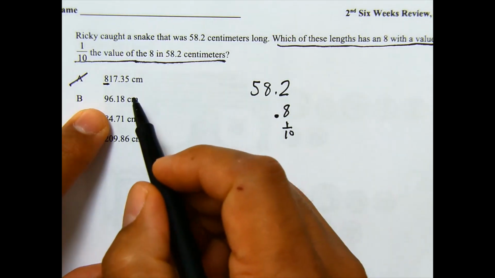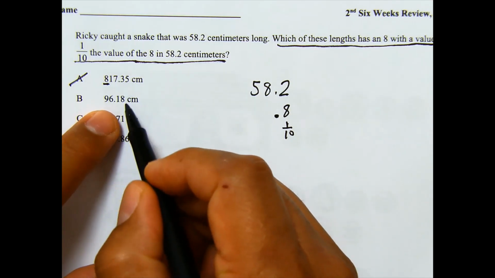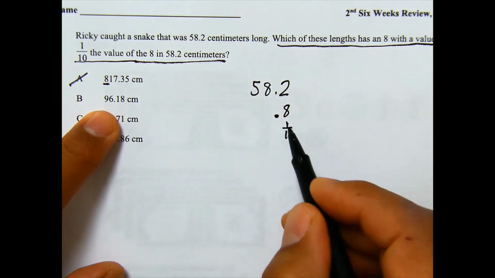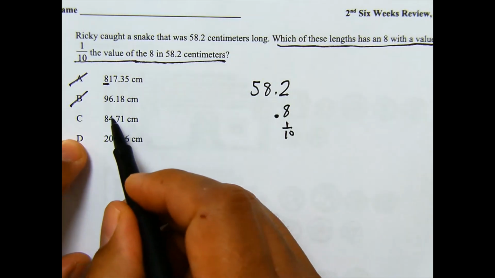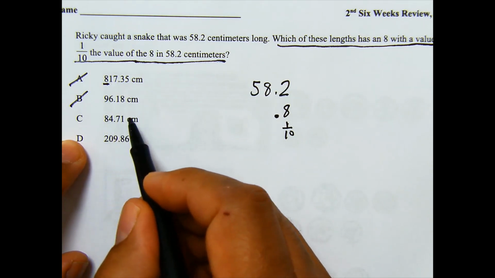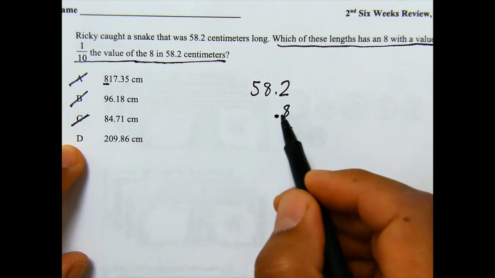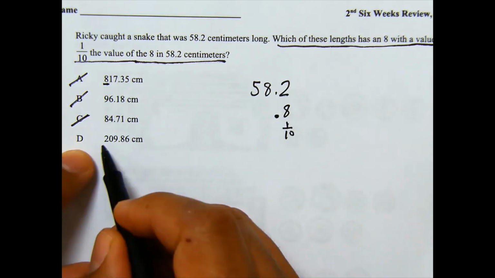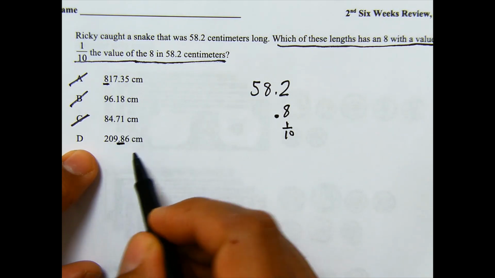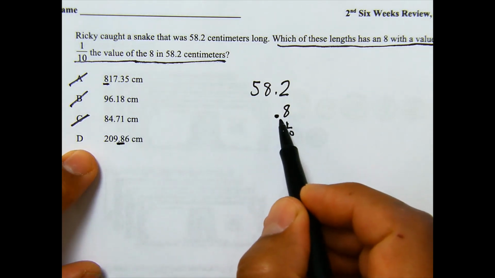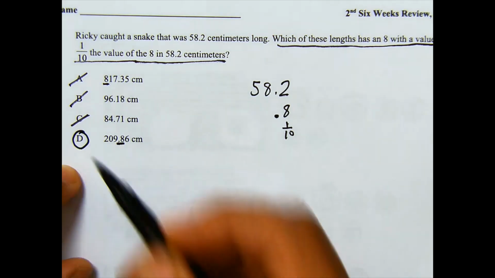So 96 and 8 hundredths has the 8 in the hundredths place, not in the tenths place. So it can't be B. This has an 8 in the tens place, 84 and 7 hundredths. That's an 8 in the tens place. I want one that has an 8 in the tenths place. So I have 209 and 8 tenths. This one has an 8 in the tenths place. There's my decimal point and then there's an 8. So D would be our answer.